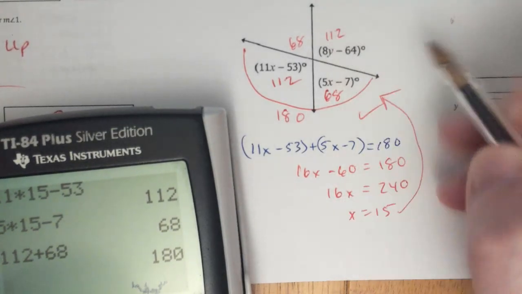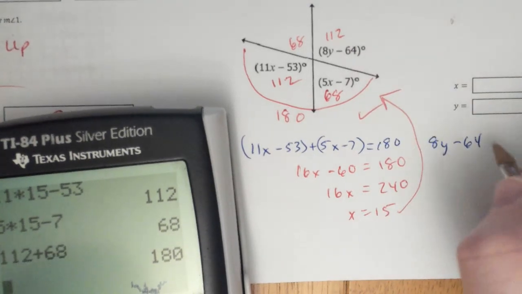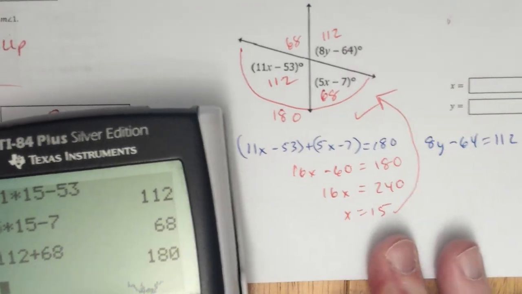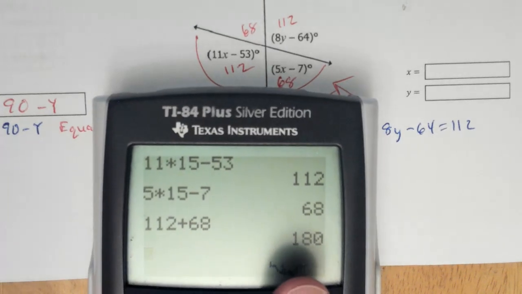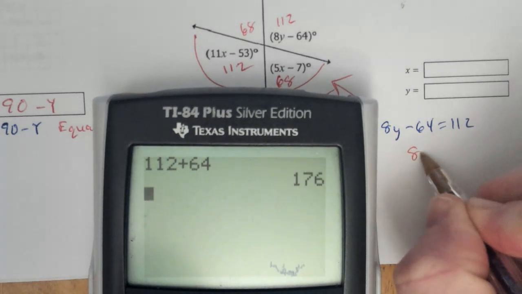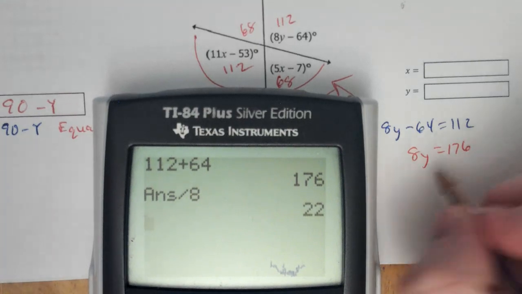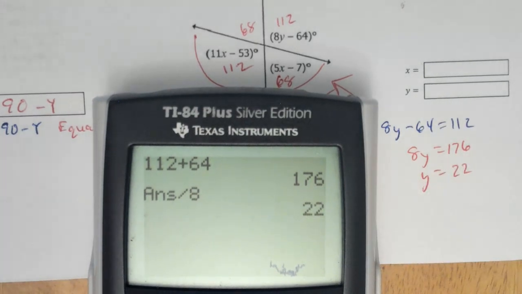This angle is 8y minus 64. This angle is also 112. They are the same angle, so they are equal to each other. All right, let's solve. 112, we're going to add 64. We get 8y is equal to 176. Divide by 8, we get y equals 22.